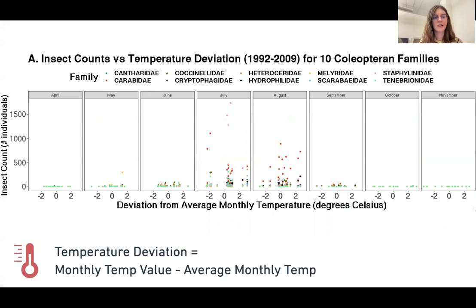So here is a plot of insect count as a function of temperature deviation, where temperature deviation was calculated as the difference between a monthly value and the overall average monthly value. So there's a separate point for each family in each month of the 18 years of data. We can see that the summer months of June, July, August seem to have the most visible relationship between insect abundance and temperature, which I'm going to quantify later.